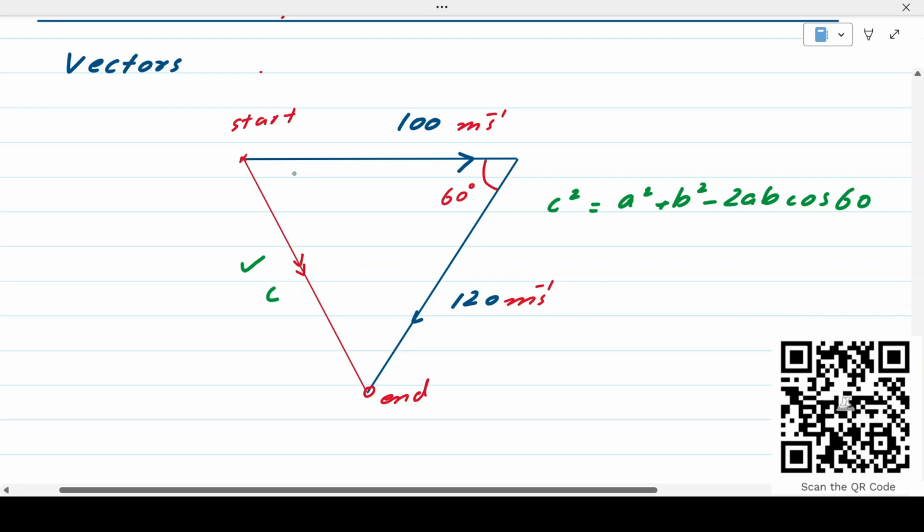And if you need to find the angle with the horizontal, this is the angle with the horizontal. If you need to find the angle with the vertical, then the angle with the vertical would be this one. So you can find the angle with the horizontal, and then you can subtract from 90.